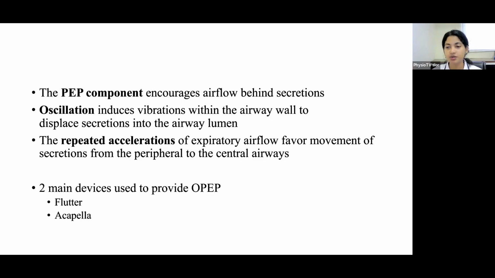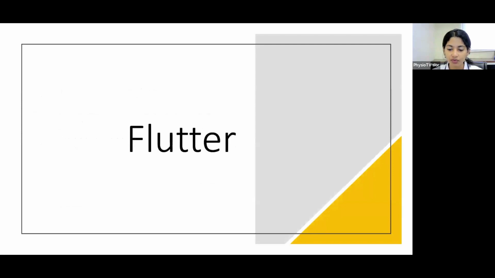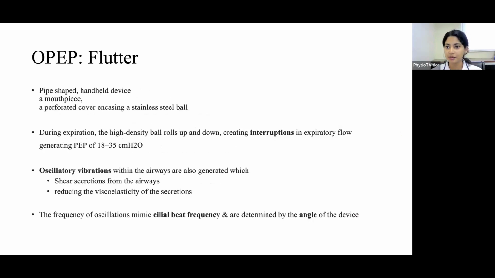Okay, so what are the two main devices that are widely used? There are many more devices, but we will be looking at the two major devices that are used. First is the flutter and next is the Acapella. So let's understand what happens in flutter. Okay, so in flutter, it is a pipe-like device. Okay, it is handheld with a mouthpiece, and on top of the device, there are perforations or holes. And at the end of the device, there is a metal ball or a stainless steel ball which is moving in the device. Okay, so it is this ball that is going to move with the expiration, which will cause interruptions to the expiratory flow.